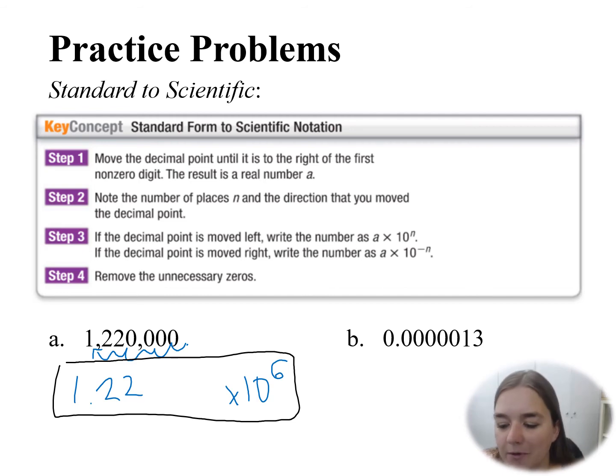Well, this one here, this number is smaller than 1. So I see my decimal and I need to move it. Oops. My pen stopped working for a second there. Let's try it again.